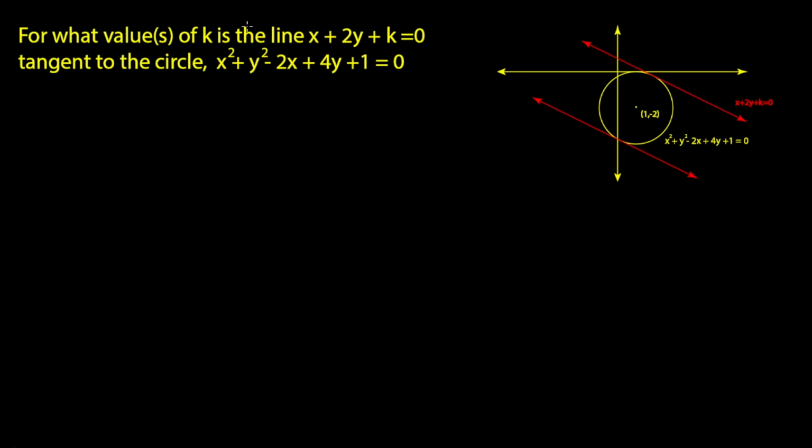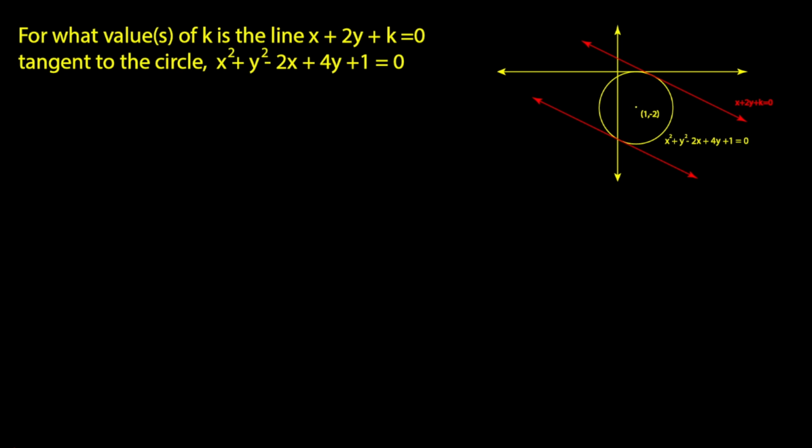First, for what values of k is the line x plus 2y plus k equals 0 tangent to this circle right here? I have it written there. I have the circle, and this is to scale as far as I know. So the center here, we're going to show you how you get the center right there. I put it on already, so we're going to work it through.